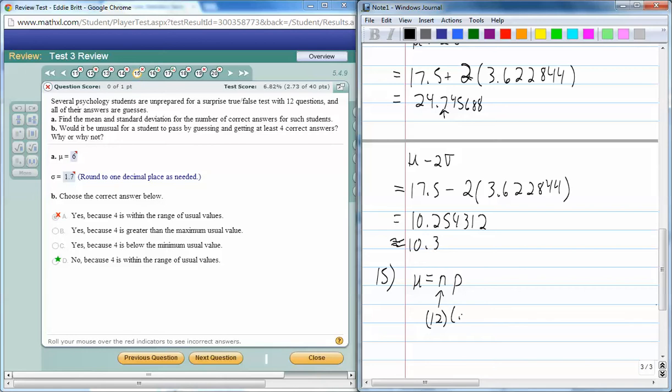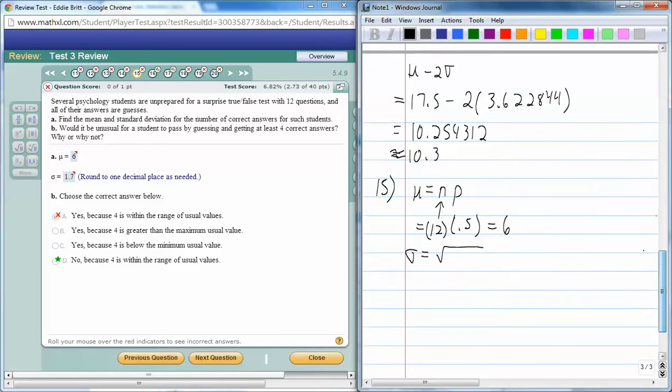So I'm just going to put 0.5. You put 1/2 if you want. Same answer. And that should give us the mean. So 12 times 0.5 or 6. Alright, standard deviation. Remember, standard deviation is the square root of n times p times q.